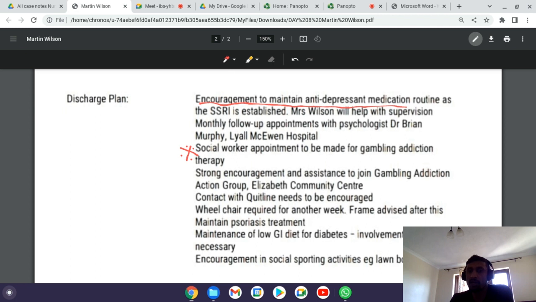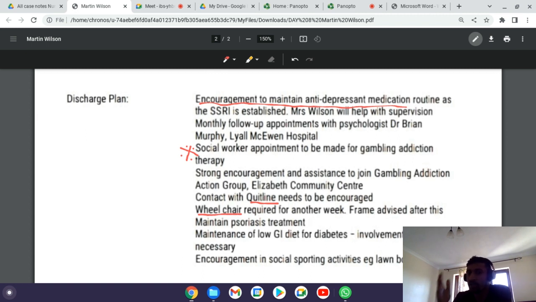Okay, so contact with Quitline needs to be encouraged. Who deals with Quitline? Of course, the social worker can deal with that because Quitline is a social service. Okay, so, yes, wheelchair required for another week. Who is going to arrange that wheelchair? So the social worker can arrange that. That's what social workers' duties and responsibilities are in the Western world. Okay, so they can arrange that one as well.